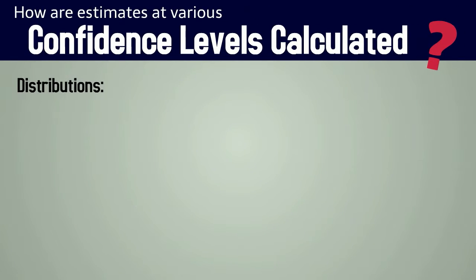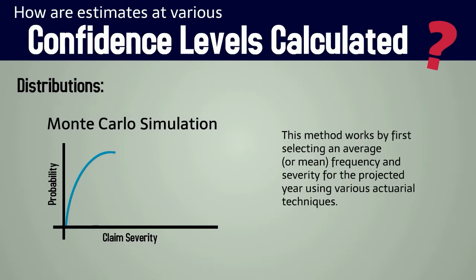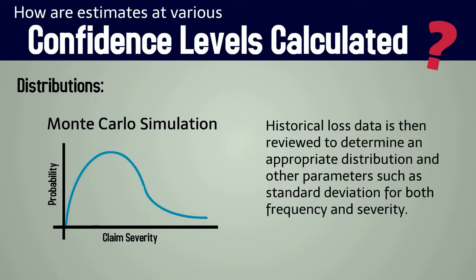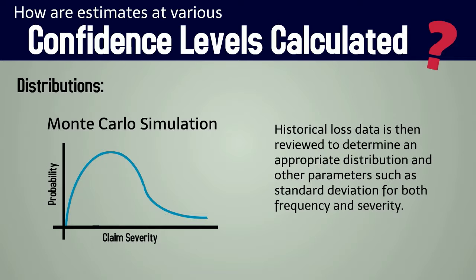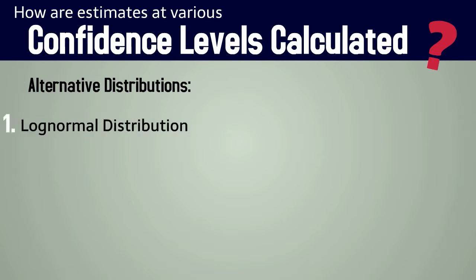Several methods can be utilized to estimate losses at the various confidence intervals. A common method involves a Monte Carlo simulation. This method works by first selecting an average or mean frequency and severity for the projected year using various actuarial techniques. See our projecting losses video for a more detailed explanation on that. Historical loss data is then reviewed to determine an appropriate distribution and other parameters such as standard deviation for both frequency and severity. There are several different distributions that are used in a Monte Carlo simulation.